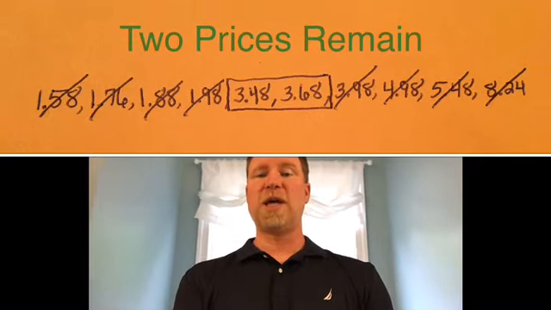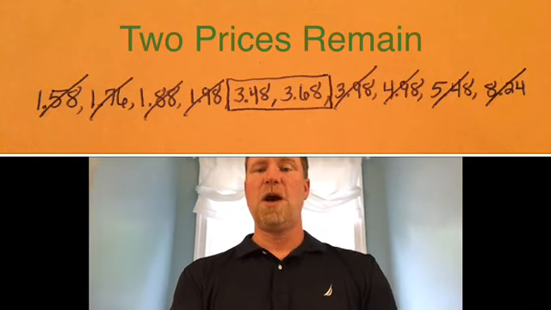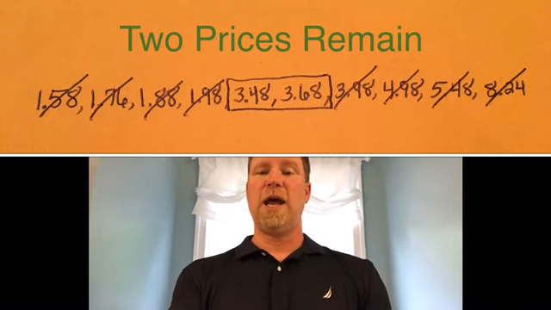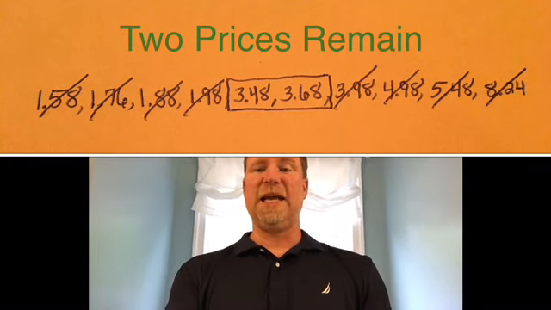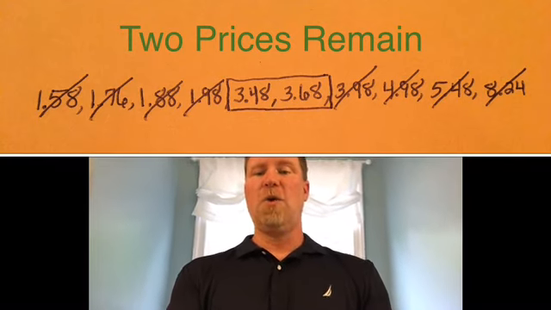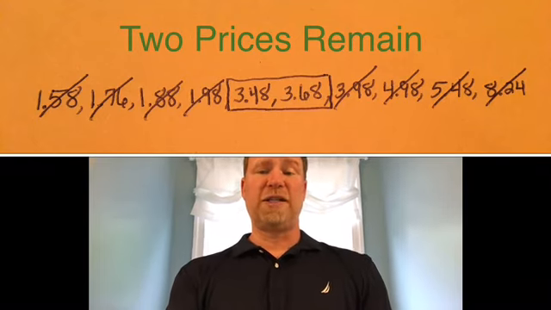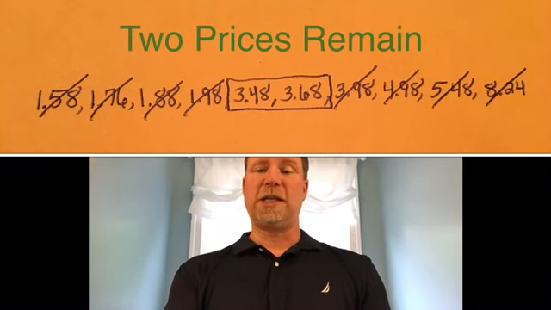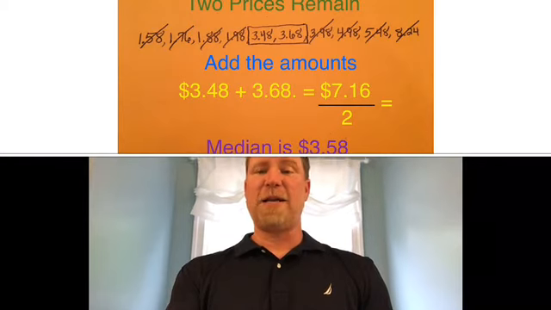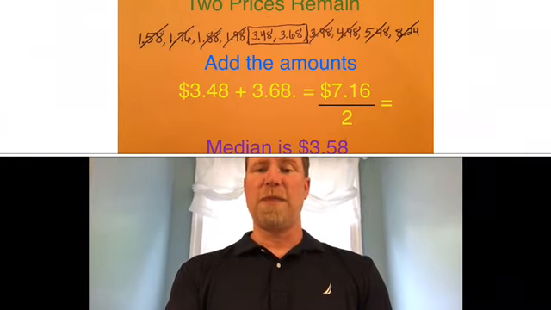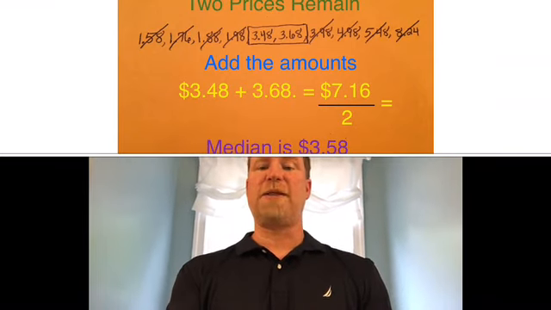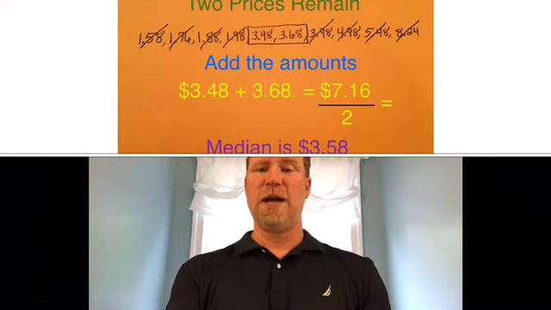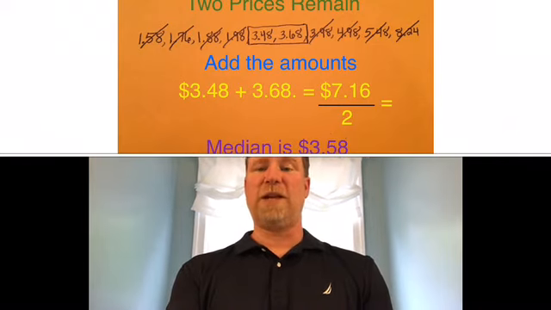So the 2 numbers I have left in the middle are $3.48 and $3.68. I need to find what's exactly halfway between those two prices. One way to do that is to just very simply add those two prices together and then divide by 2, since there are two numbers I'm adding together. If I add them and take the sum, I get $7.16. I can then divide that by the two numbers I added together and I get $3.58.